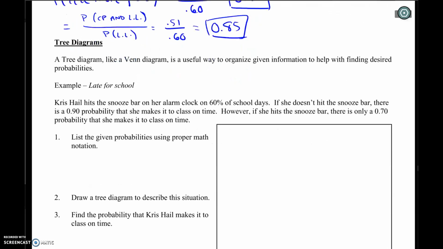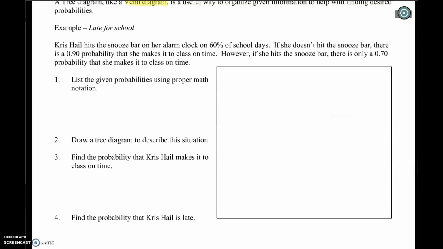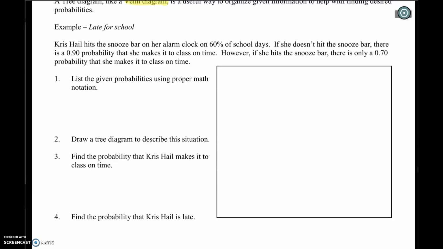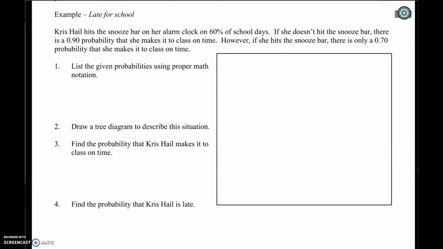Tree diagrams. A tree diagram is kind of like a Venn diagram. It's a useful way for organizing given information to help us find desired probabilities. But it's another thing on there. So now we've got Venn diagrams, tree diagrams, formulas, and intuition. I think this is why probability gets to be a little bit tricky, is that there are so many ways you can go. Usually a given problem will have one way that's best, but you've got to find it. Sometimes there's more than one way you can do it too.